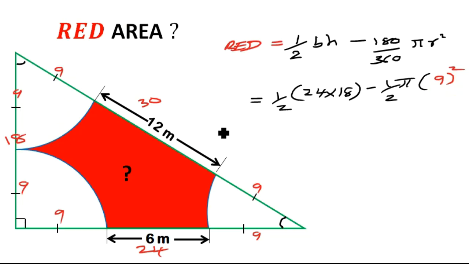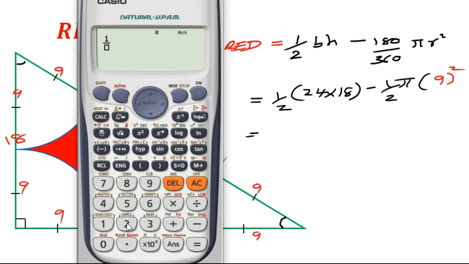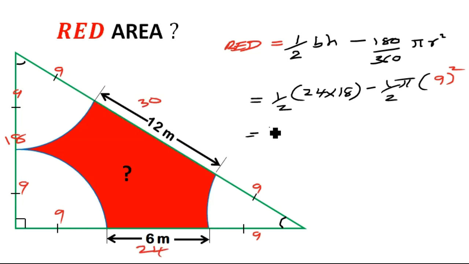So if you simplify that, we will simply have a half times 24 times 18, which will be 216. So that is 216 minus 9 squared, which is 81, so 81 pi over 2. So 216 minus 81 pi over 2. So ladies and gentlemen, that is the red area. That is the simplest trick to determine the red area of this given diagram.